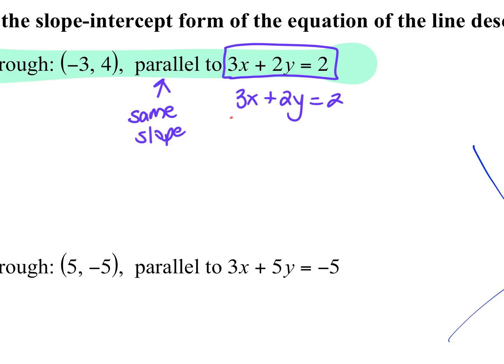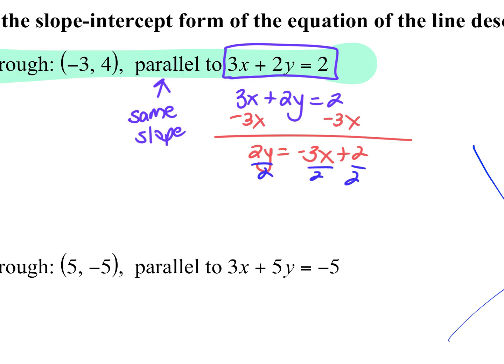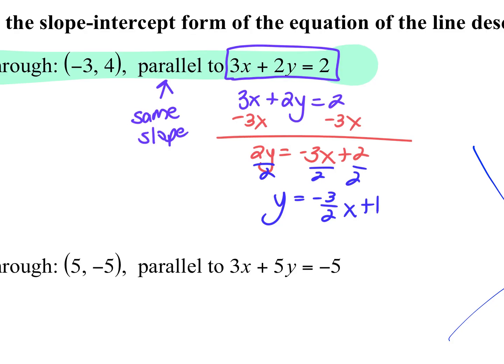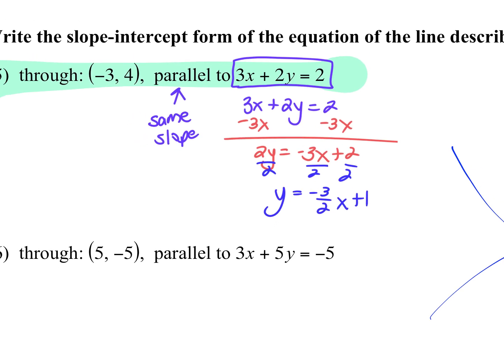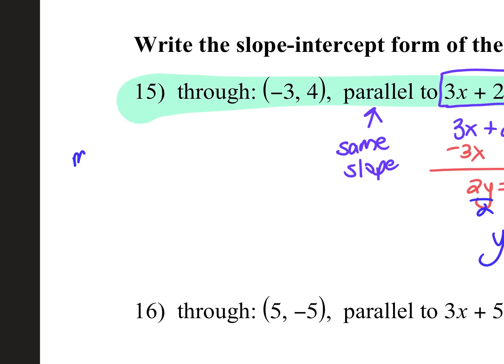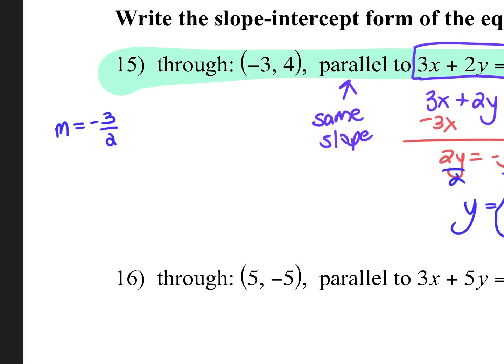So I'm going to go ahead and subtract 3x. So I have 2y equals negative 3x plus 2. And then I do what? Divide everything by 2. Good. So y equals negative 3 over 2x plus 1. What is the only thing I need from that? The slope. The negative 3 over 2. So I know the slope I'm going to use to a line that's parallel is the exact same thing. Negative 3 over 2. And then the point that they gave me that this goes through is negative 3, 4.